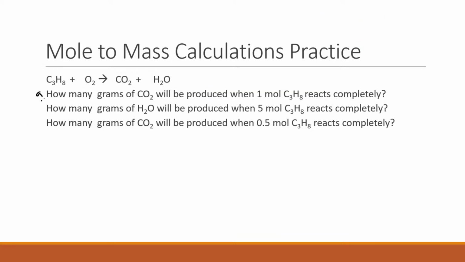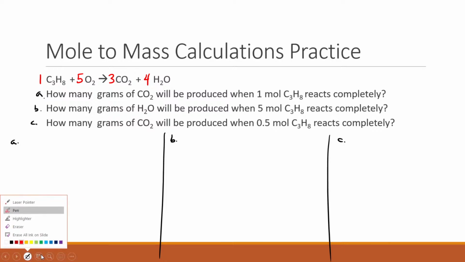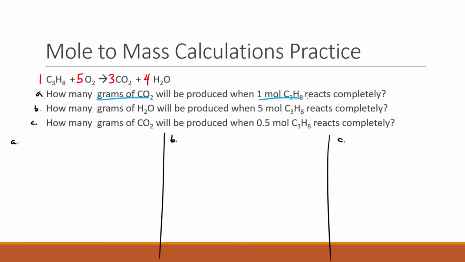Right here we've got 3 different parts, and so we're going to break this down into 3 different sections. We have one equation that we're going to use for all 3 of these. When we balance this out, we're going to recognize that it's the same one that we were looking at before. So we've balanced our equation. That's our first step. Then we're going to look at our problem. We're going to see how many grams of CO2 will be produced when 1 mole of C3H8 reacts completely.